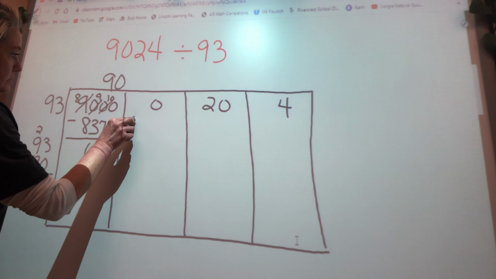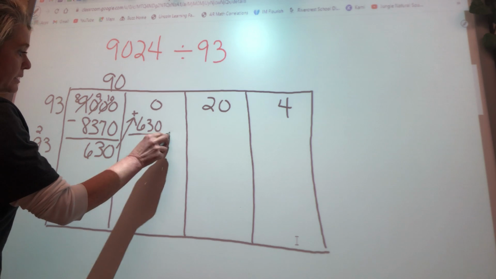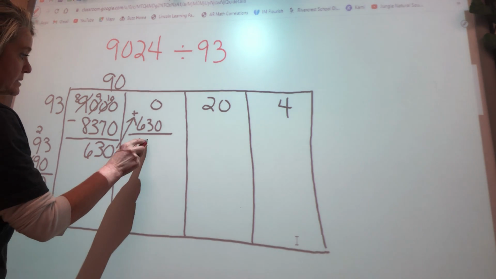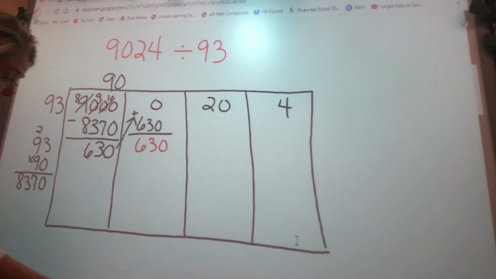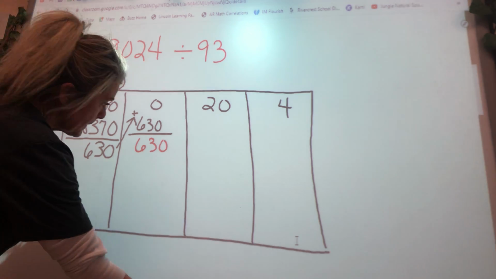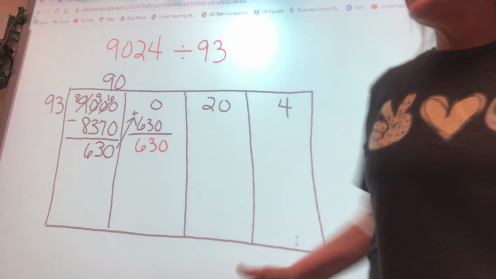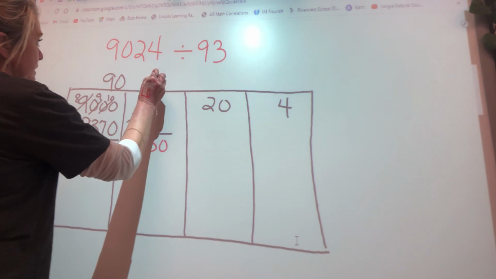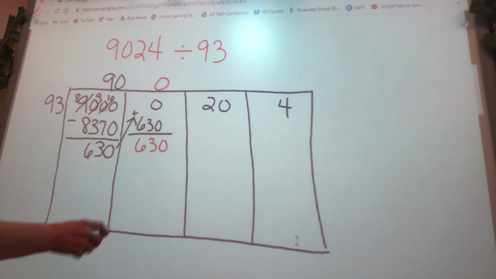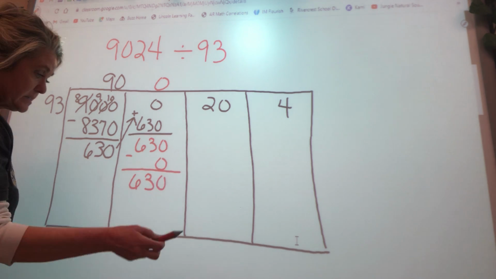And we know the pattern. I take what's left over to the next box and add it to what was already in there. And there was nothing in there, so I still have 630. So now, I start looking at multiples of 10. 93 times 10, well, is that even going to work? It won't even go the 10 times, will it? So, won't go 10 times. 0 times 93 is 0. And I subtract. And I still have 630.